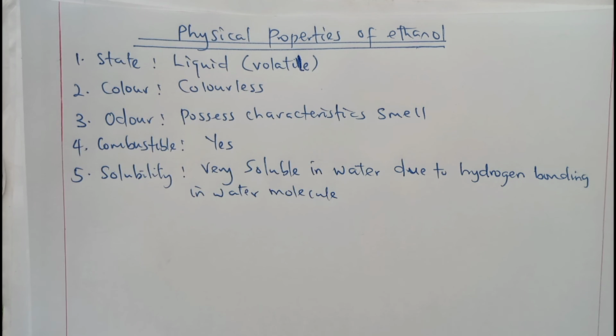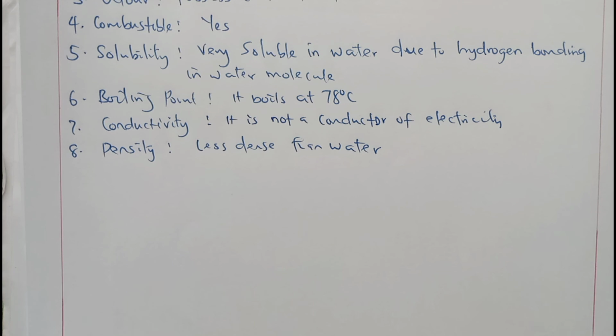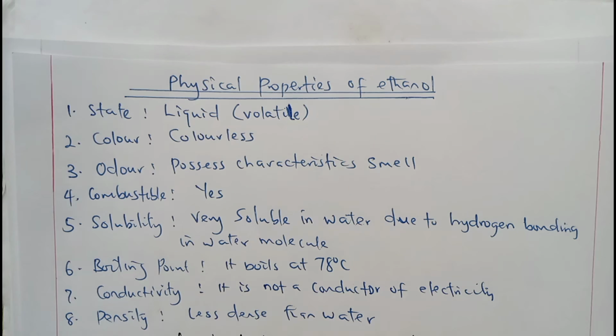They are soluble in water, and the boiling point is a little higher than that of alkanes and alkynes that have the same molecular mass. Yes, it is a non-electrolyte, and when we check the density, it is less dense than water. Let's look at the physical properties of ethanol.